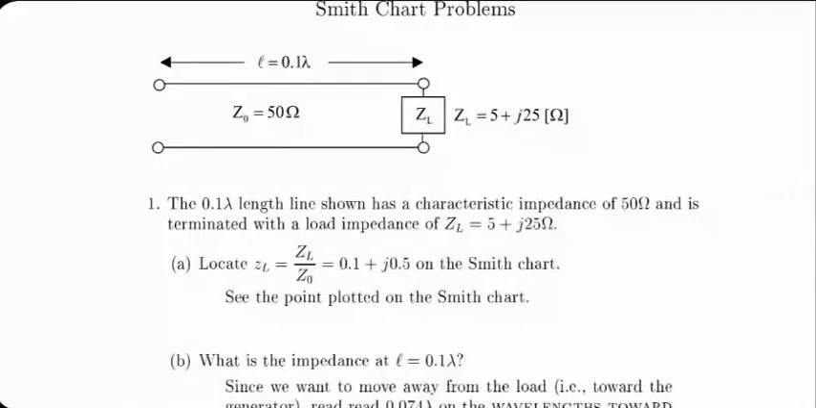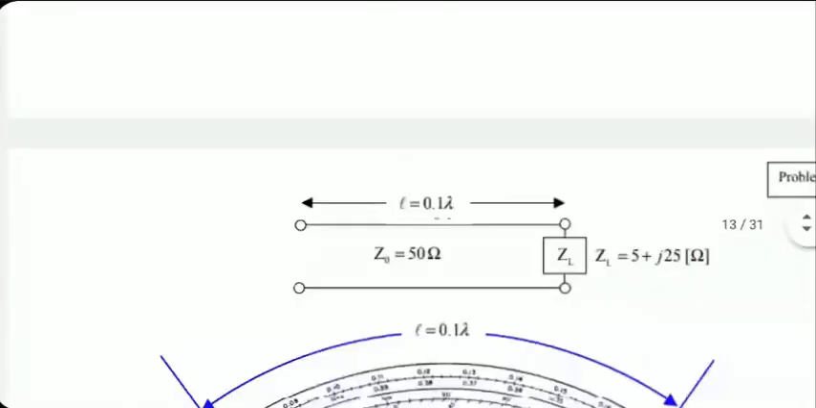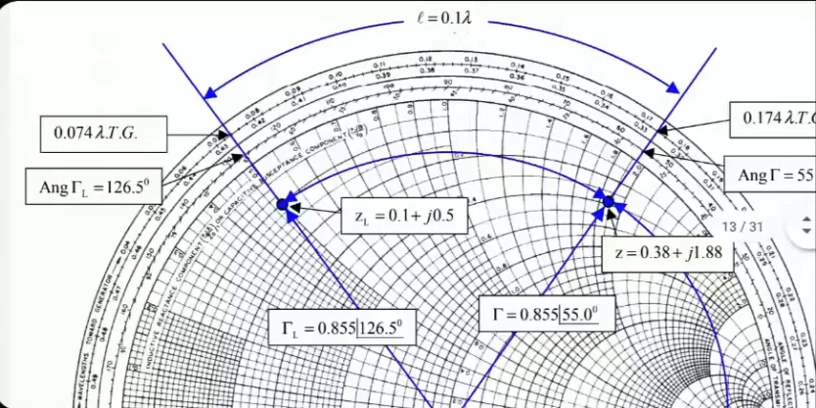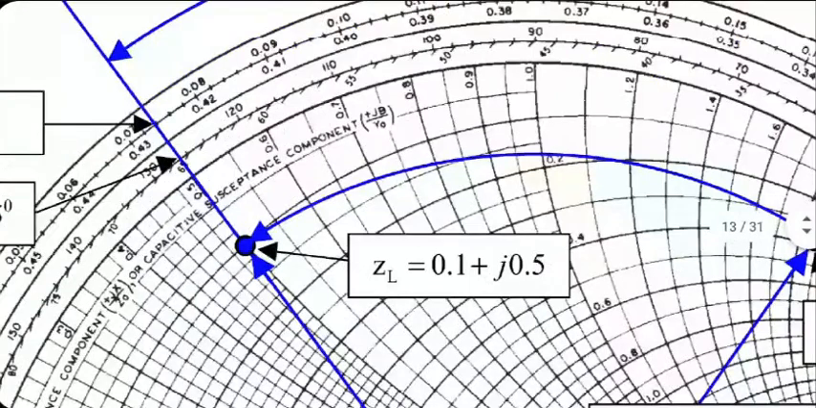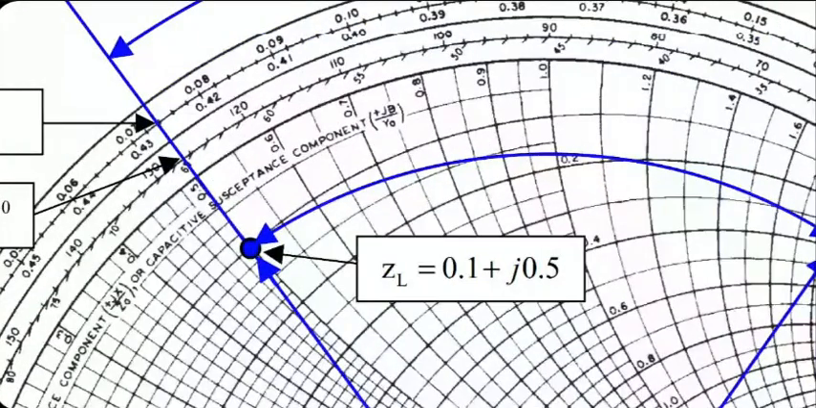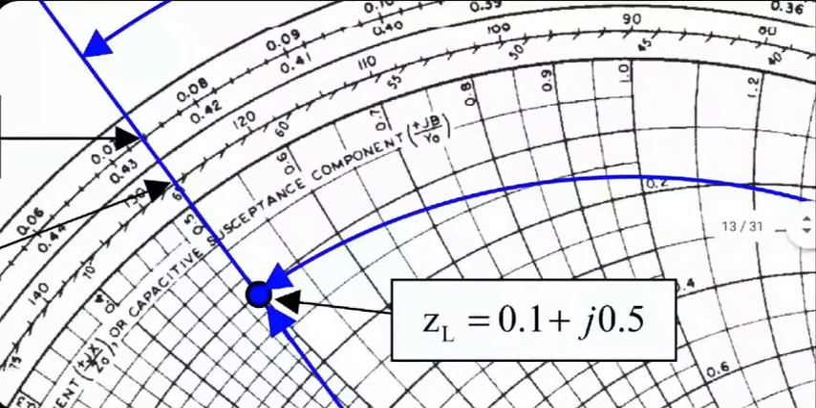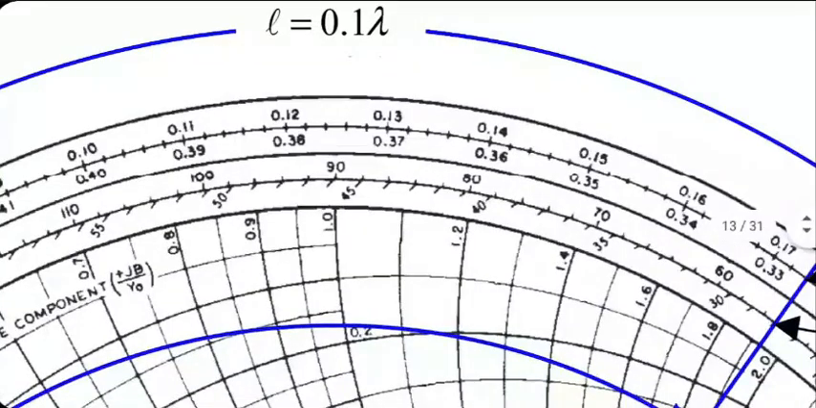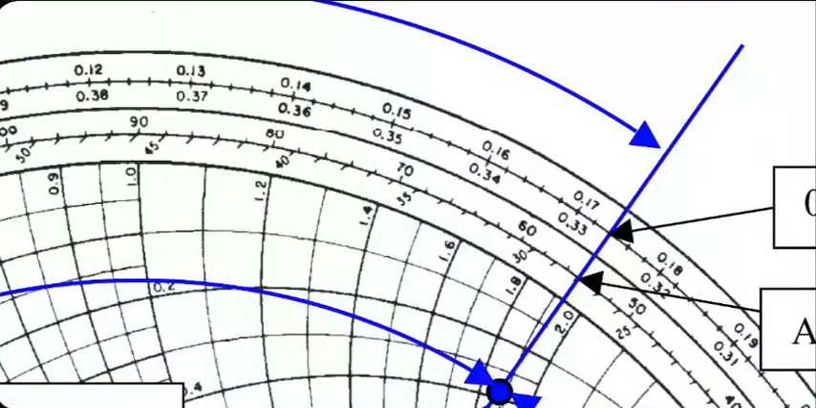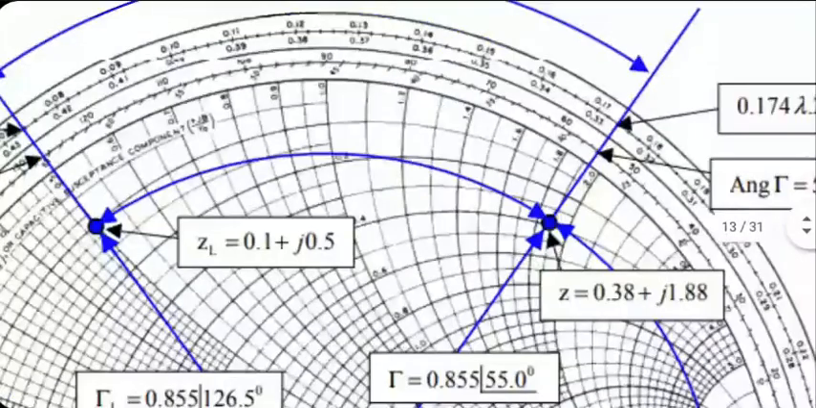So you move towards the generator by 0.1. This is 0.1 distance, 0.1 lambda. Lambda is understood, okay? The values written are in terms of lambda. So this value on the left side is between 0.08 and 0.06. To that you add 0.1 and come to 0.17 something to mark the input position. And then join that line to the center.